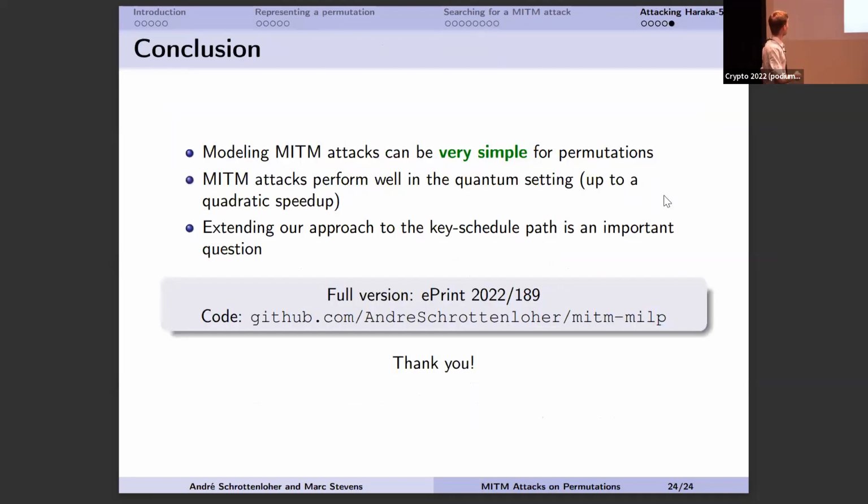All right, so just to conclude, I wanted to stress the fact that modeling these meet-in-the-middle attacks gets really simple when we face permutations. And also that these attacks actually perform quite well in the quantum setting. We got up to a quadratic speedup on some of these. However, of course, this approach is really tailored for permutations. If you have other degrees of freedom that come from a key schedule, it's much more difficult, and it's an important and interesting open question.